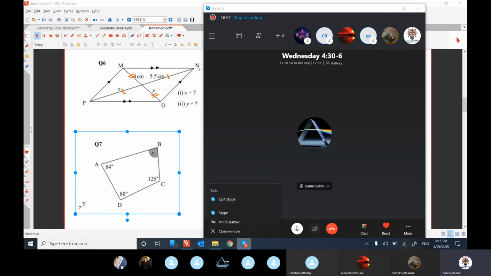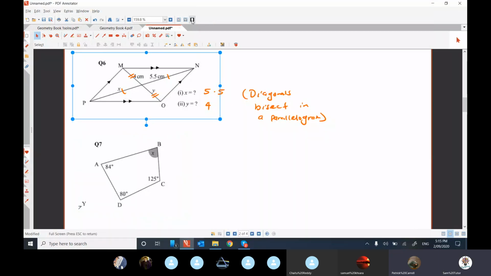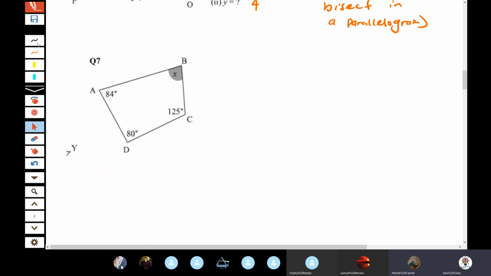Pat, do you want to try question 7? I was still trying to wrap my head around it. I'm not too sure. Not yet. Well, do you know what the angles add up to in a quadrilateral? It's 360 degrees. Yep, that's right. So how would you find x? You'd just add all of them together and then minus 360. So 360 minus all of them added together. Yeah. Good work. And what's your reason?